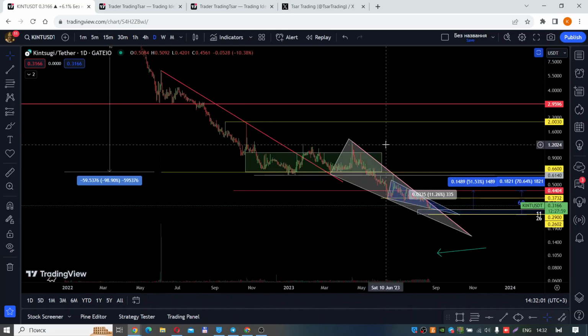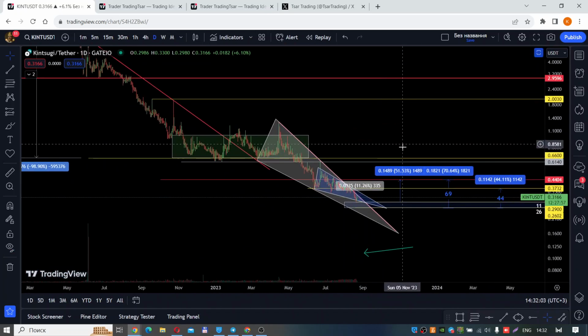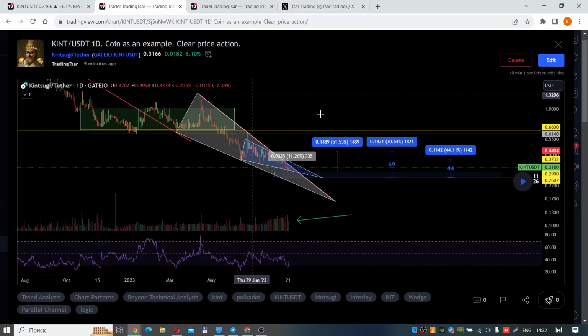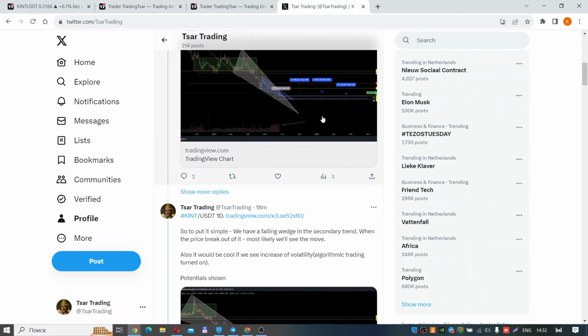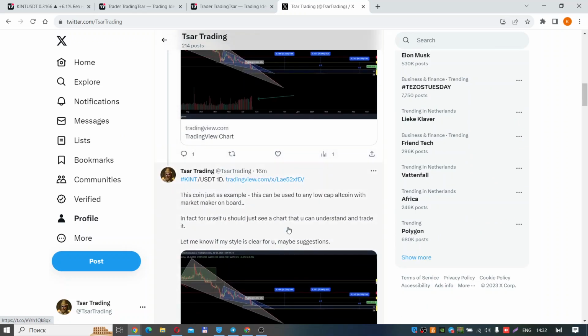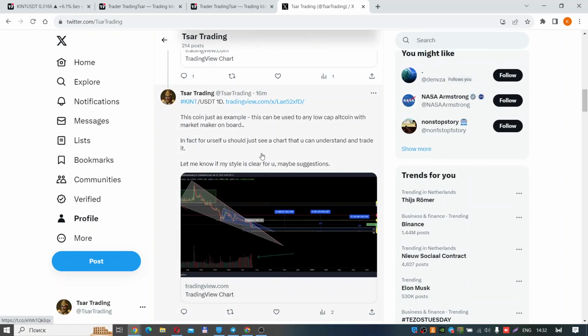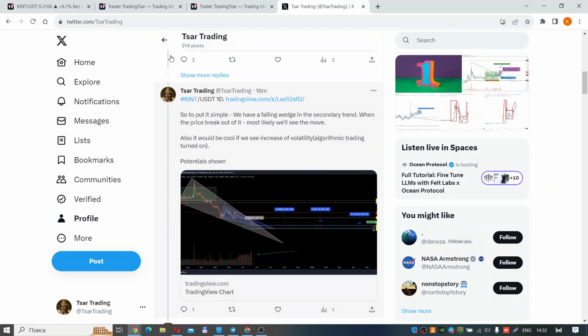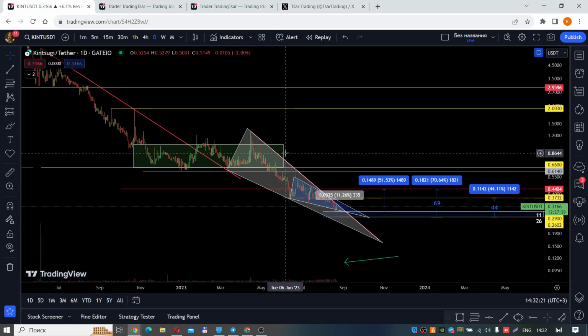Okay, so let's look into the secondary trend. I have made the idea on this on TradingView, and I have posted also a thread on Twitter, so you might go and check this out. Here is the thread on Kintsugi. So now I will describe this in video format.